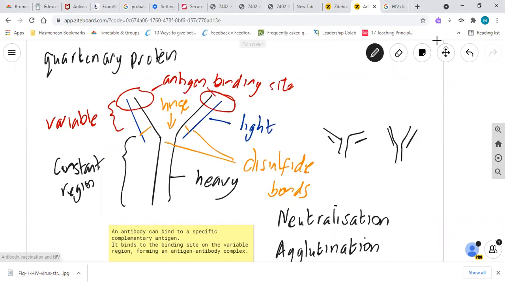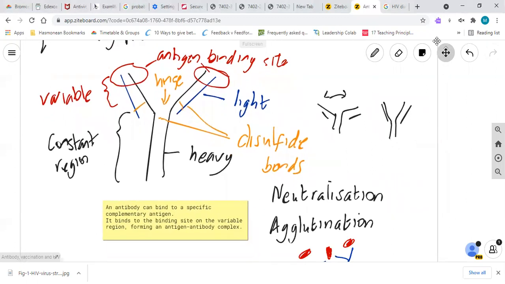It's made up of a variable region, which changes in each antibody, and a constant region, which is the same in all of them. The antigen binding site, which is specific and complementary to the antigen, is found at the top of the variable region. We then have disulfide bonds or bridges, which hold the structure together, and then a hinge region, which allows the antibody to open and close, as shown here. We've got an open antibody and then a slightly closed one.